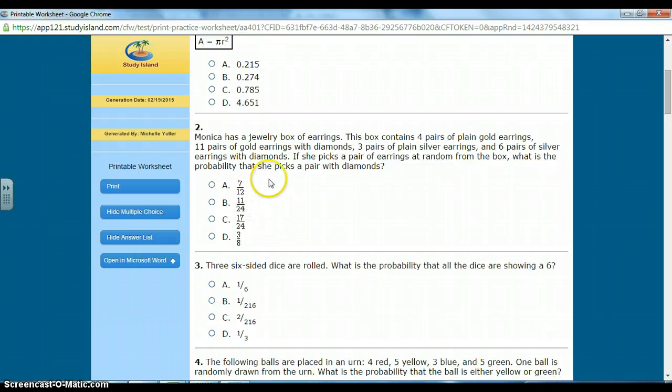And then we're looking for the probability of picking a pair with diamonds. So that's going to be the favorable outcomes at the top. So how many do we have with diamonds? We have 11 plus 6. Okay, so our answer is C. 17 out of 24 is going to be our probability.